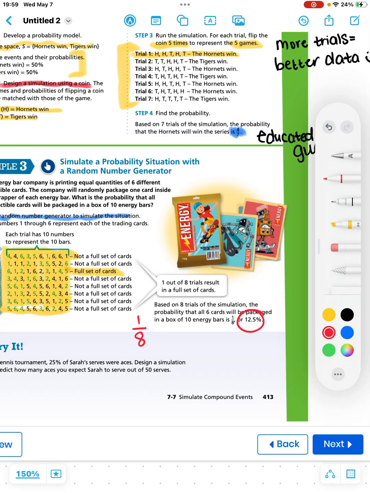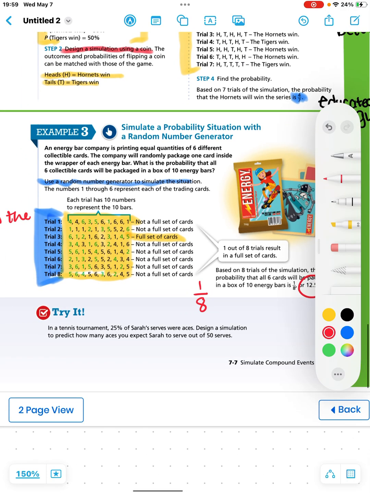So with this, you just got to really practice, and you really got to see what the scenarios are and then go from there. So looking at the try it, we got in a tennis tournament, 25% of Sarah's serves were aces. Now, all that ace means is that she got a point on that very first serve. Design a simulation to predict how many aces you can expect Sarah to serve out of 50 serves. So this 25% is important.